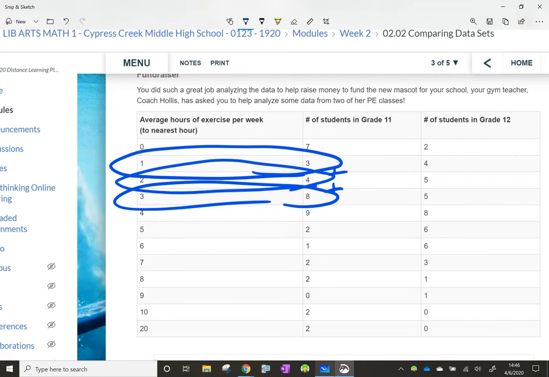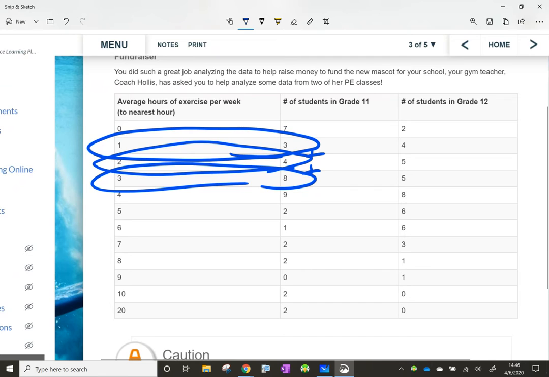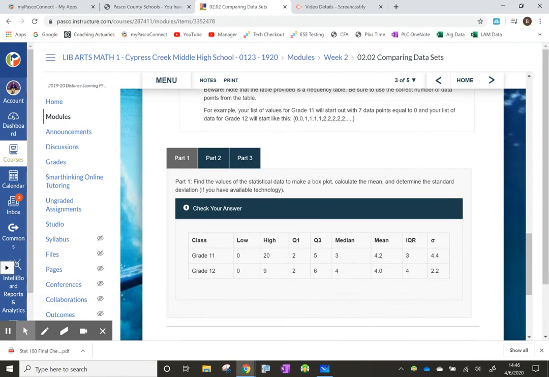So 177 divided by 42 is 4.2, our mean, our average. And is that what they got there? Yes, 4.2 is their mean, their average. So you can see the numbers already done for grade 12. I'm not going to do those again, because you saw how I did grade 11.